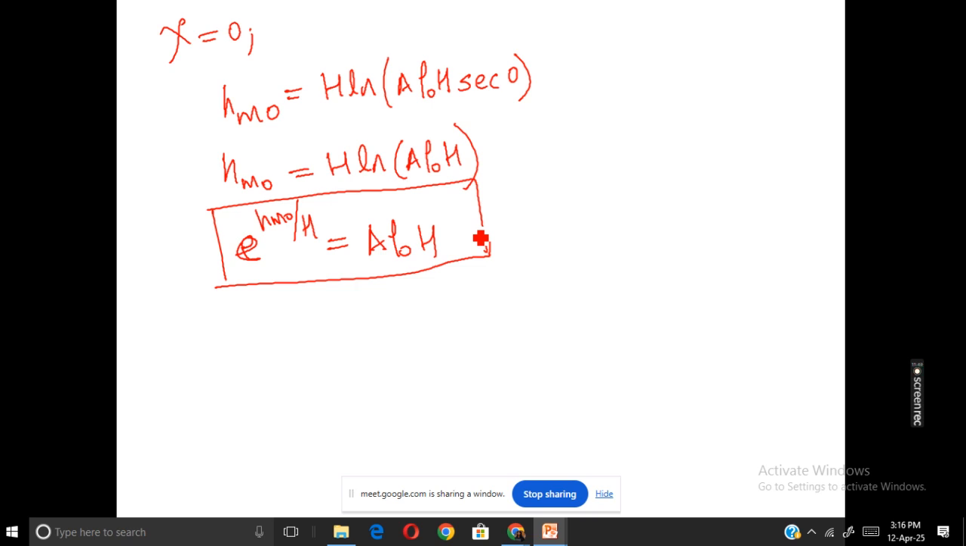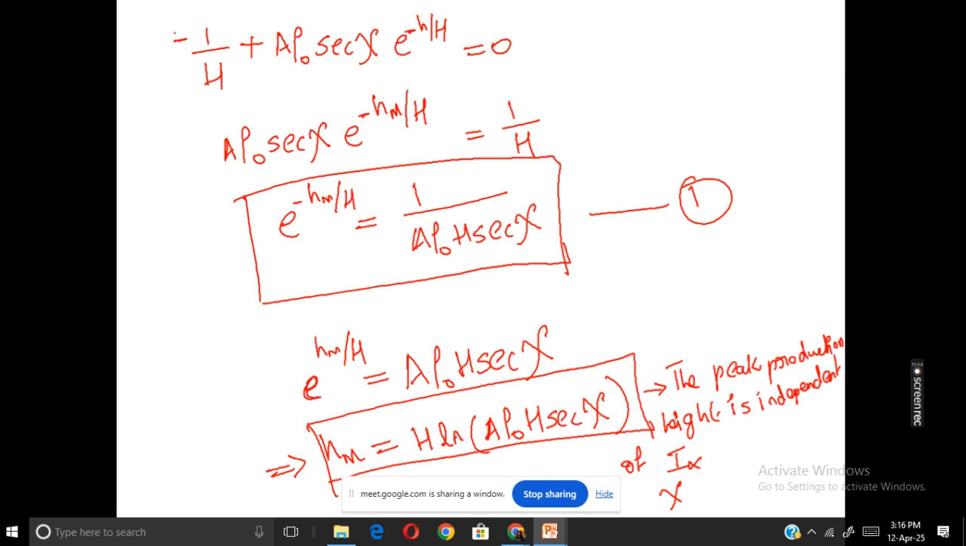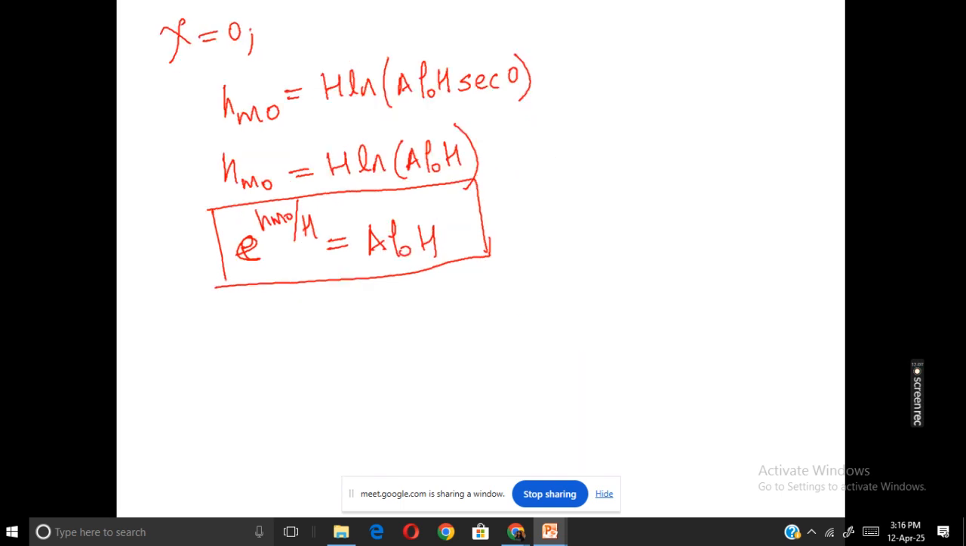So now we know the equation for the peak production height hm. It is independent of I infinity, and hm is given by H log a ρ0 H c. Now let's find the value of peak production. What is Qm? We will find Qm.